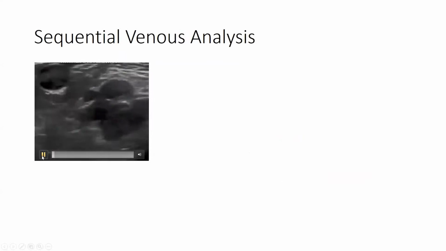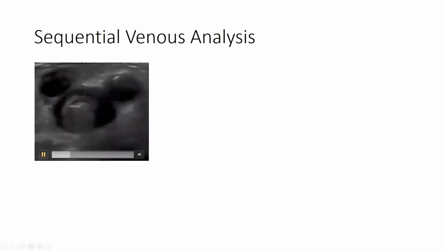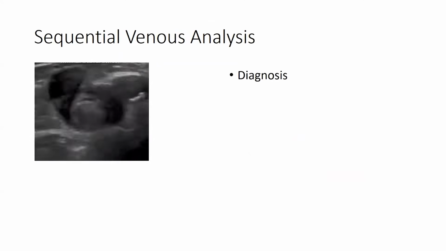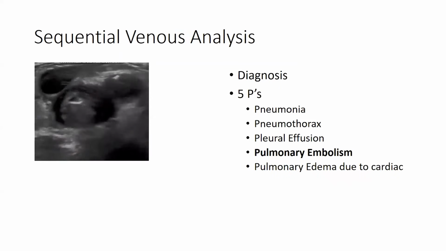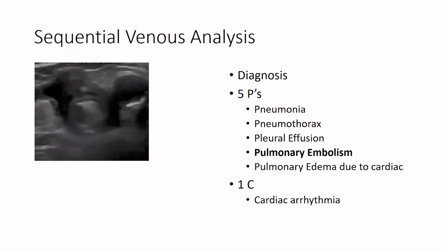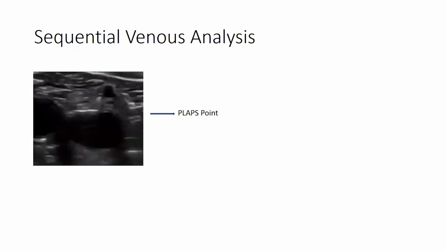Okay, so we'll do the venous analysis. And what are we seeing? There is a thrombus present. So what is the diagnosis then? Pulmonary embolism, which can be due to cardiac arrhythmias, or you need to find out the cause in that case. But what if there is no thrombus?